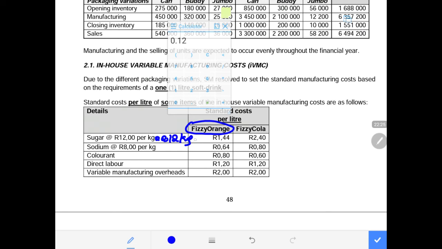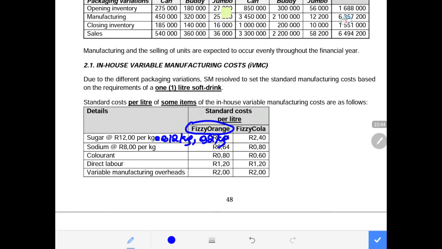For the second one, which is the fizzy cola, it will be R2.40 divided by 12. That will give us 0.2, meaning we need 0.2 kgs of sugar in order to complete 1 liter, or to be mixed in 1 liter. Then that will fit our blend. Together with sodium, it will be 0.60 divided by 8. That will give us the required sodium per liter, and 0.8 divided by 8 rand. That will give us the required kgs of sodium to be put in 1 liter.